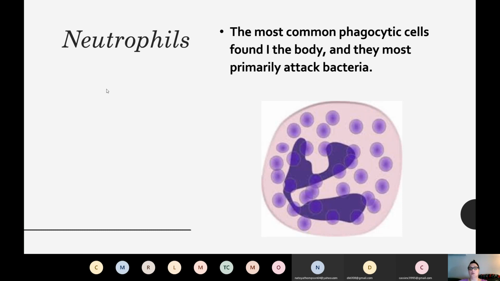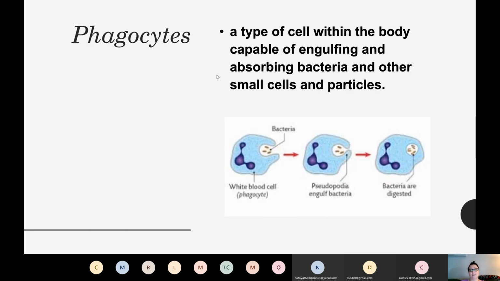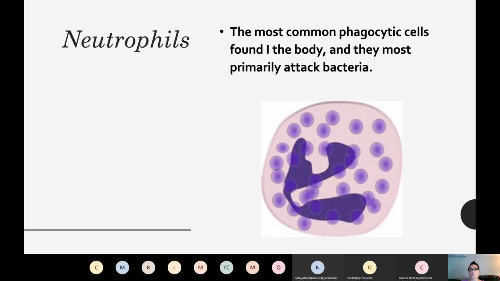Neutrophils. All right. These are a form of our white blood cells. But we'll get into the different kinds. I was mentioning them now because they are the most common phagocytic cell. Okay, so write that down. If you're writing phagocytes, the most common one is a neutrophil. And they mainly attack bacteria. Okay? All right.